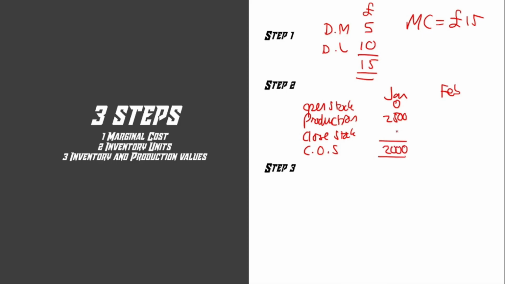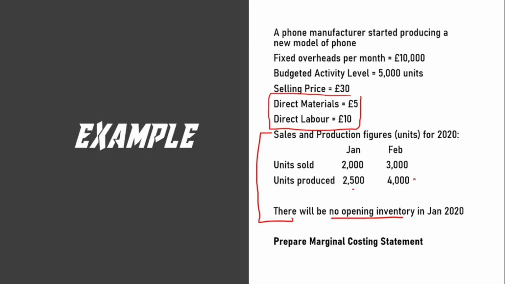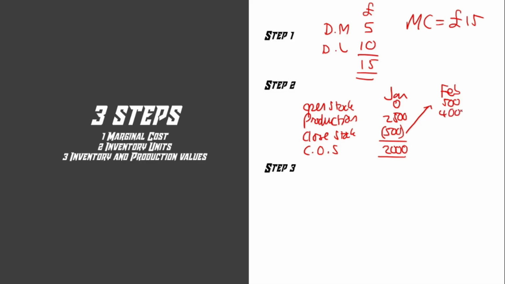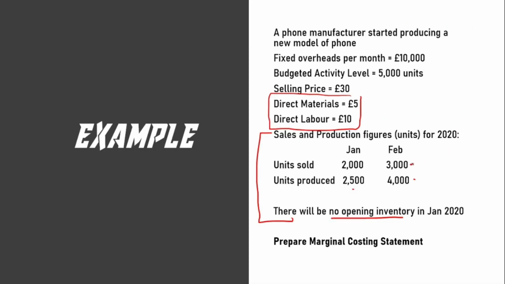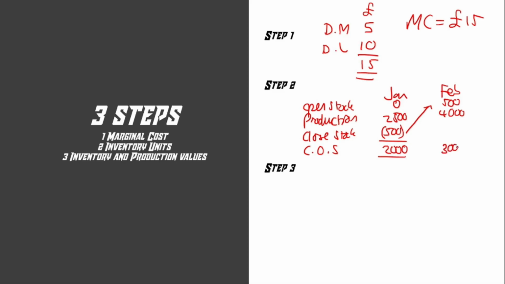And to get to 2,000, we're going to do 2,500 plus 0 minus something will give us this, and in this case it's going to be 500 units. And that 500 units will then go to the opening stock of February, so we're going to write 500 units here. For production, they've given us 4,000 units, and for the cost of sales it's 3,000, so we're going to write 3,000 there. And to get to 3,000 we're going to do 4,500 minus something will give us 3,000, and that missing figure here is 1,500, and that's the units to calculate for the inventory.